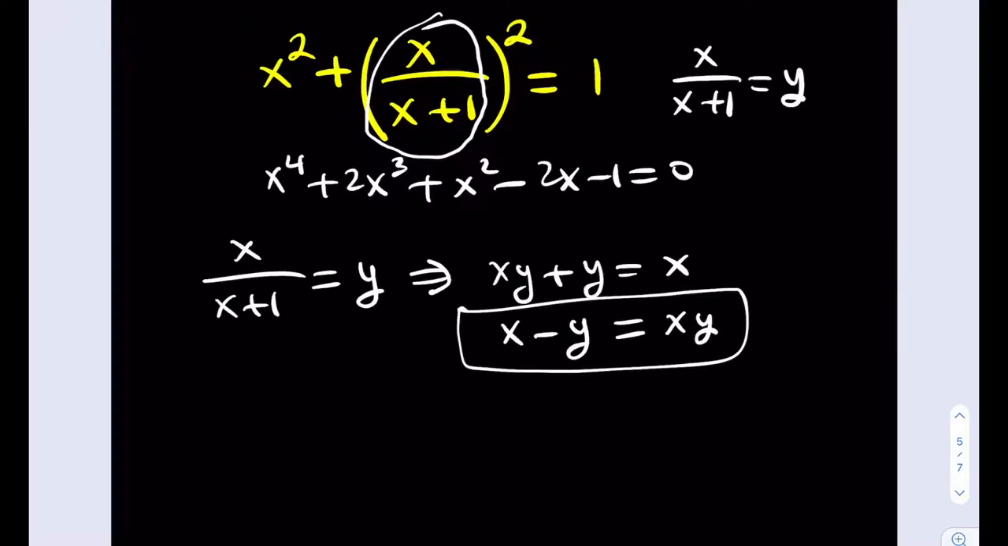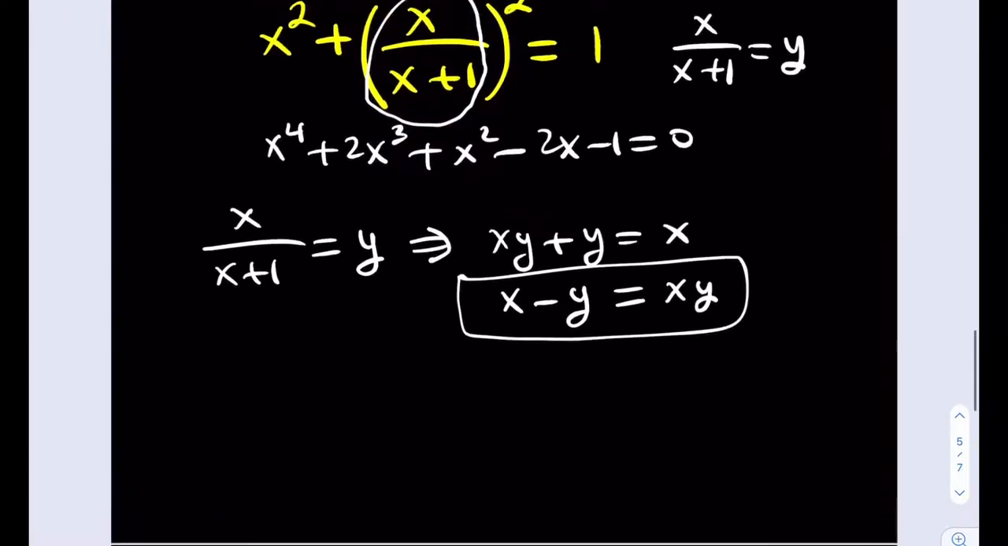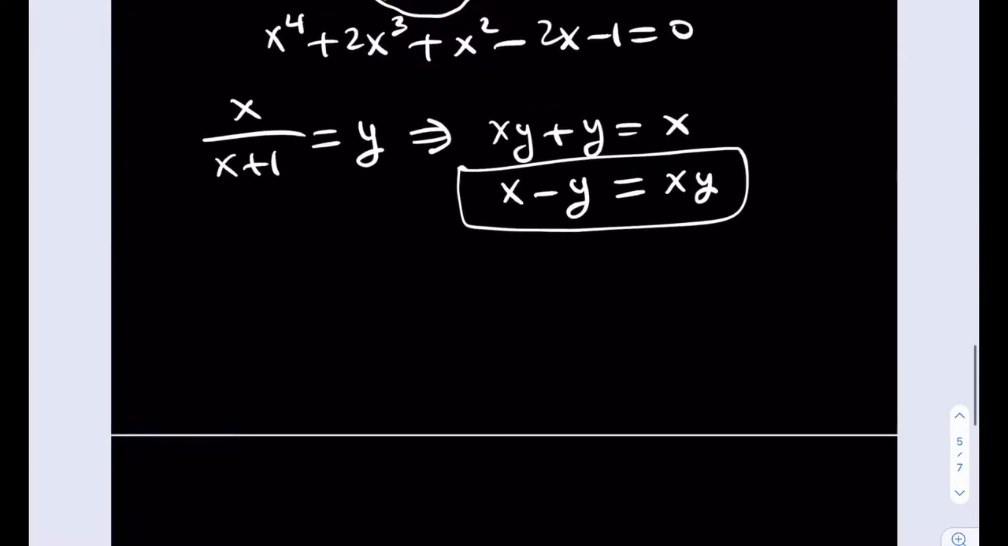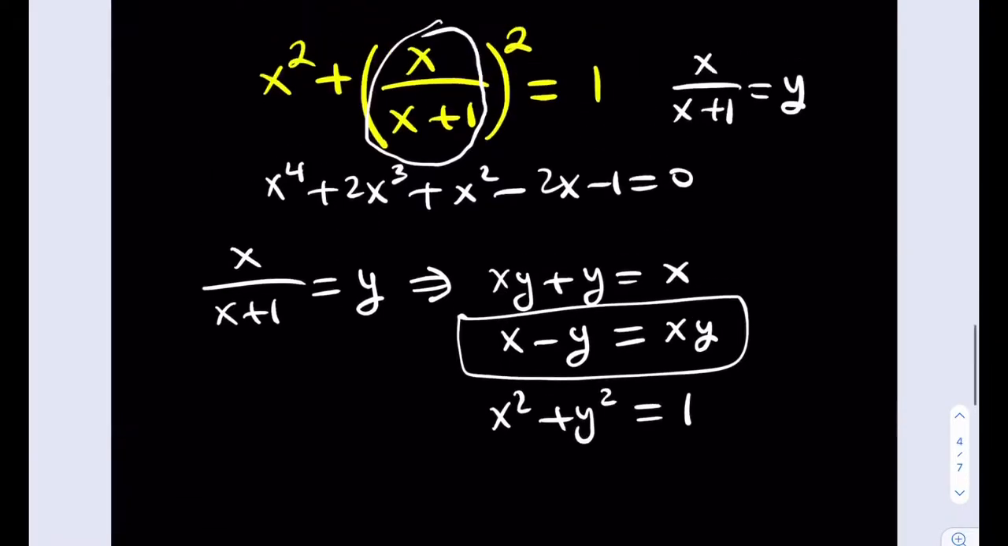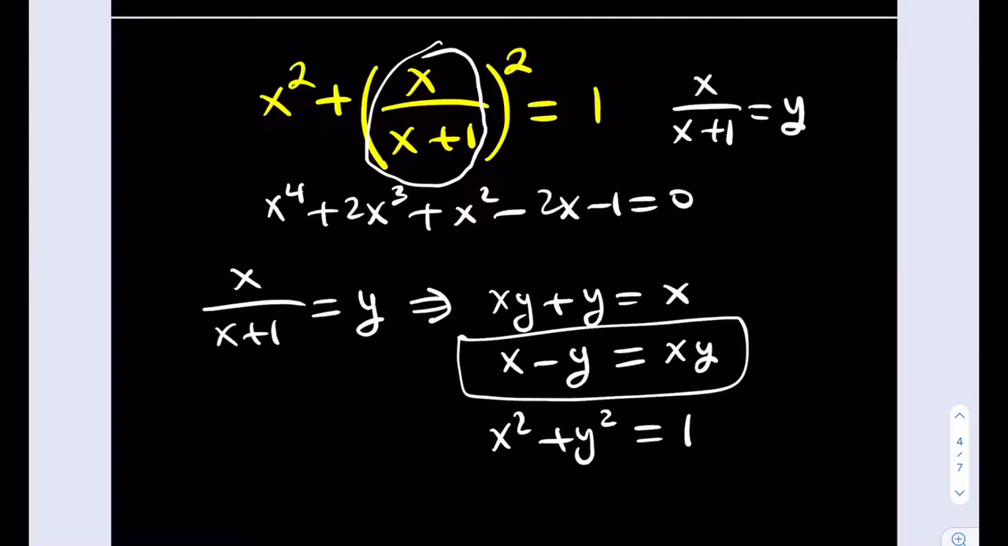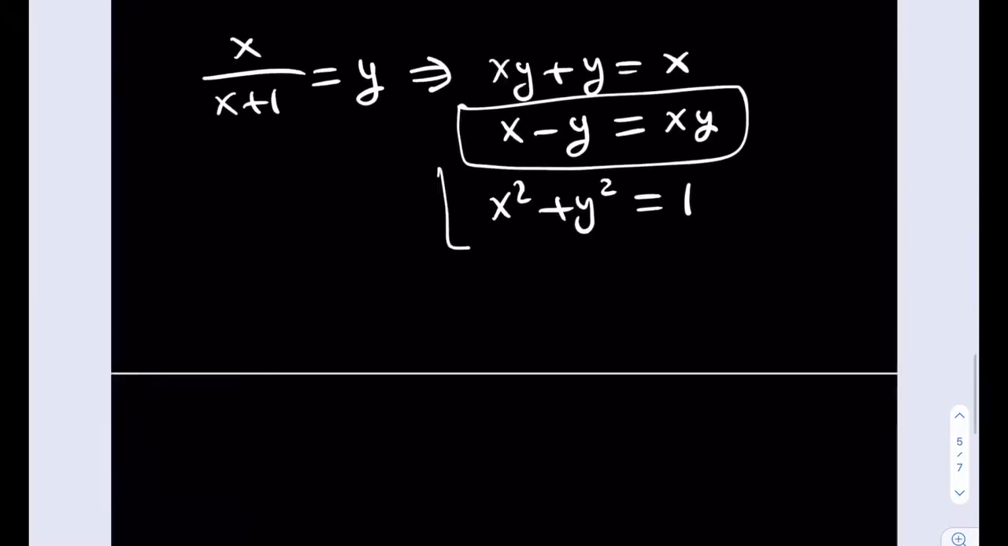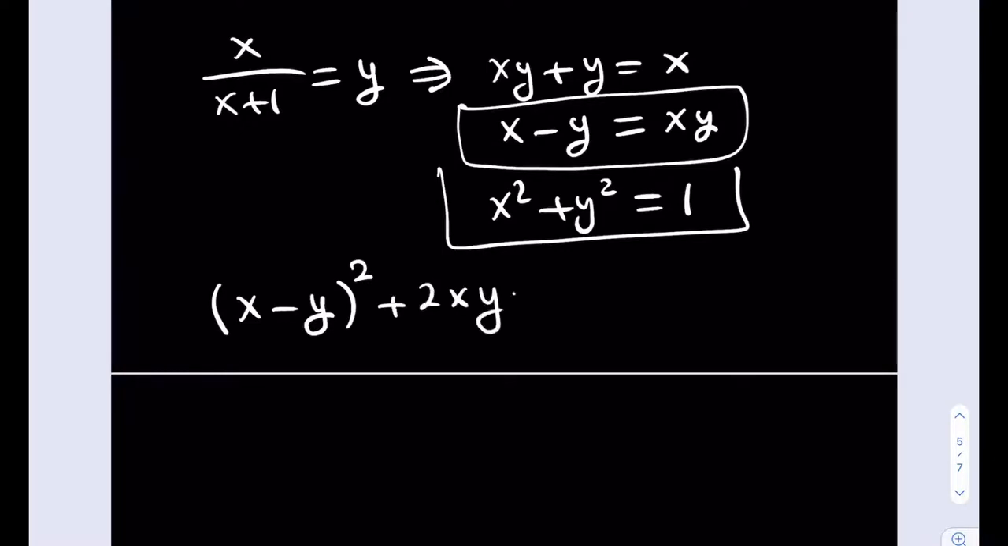And the other equation is going to come from the fact that we use substitution, and it's going to look like this: x squared plus y squared is equal to 1. Because we named this whole thing y, we're going to be getting a system of equations like this one. Pretty interesting, right? Now, what are we going to do from here? Well, now we have a system of equations in two variables. So let's go ahead and write the second equation like this: x minus y quantity squared plus 2xy is going to equal 1.